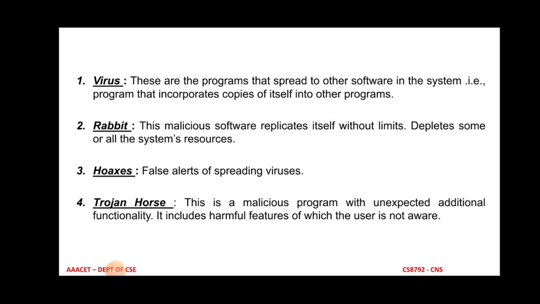A virus is a program that spreads to other software in the system, from one program to another program, and it makes a copy of itself into other programs. That is a virus. So what is a rabbit? It is malicious software that replicates itself without limits, making duplicates of files or other system resources. What are hoaxes? A hoax is a false alert of spreading viruses. Trojan horse is a malicious program with unexpected additional functionality, and it also includes harmful features of which the user is not aware.